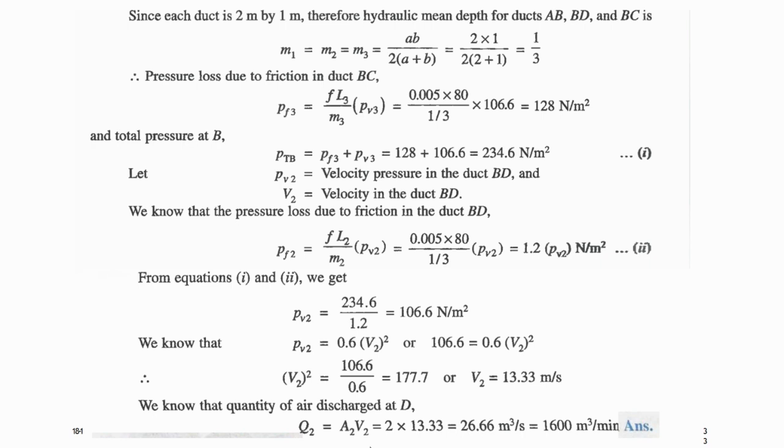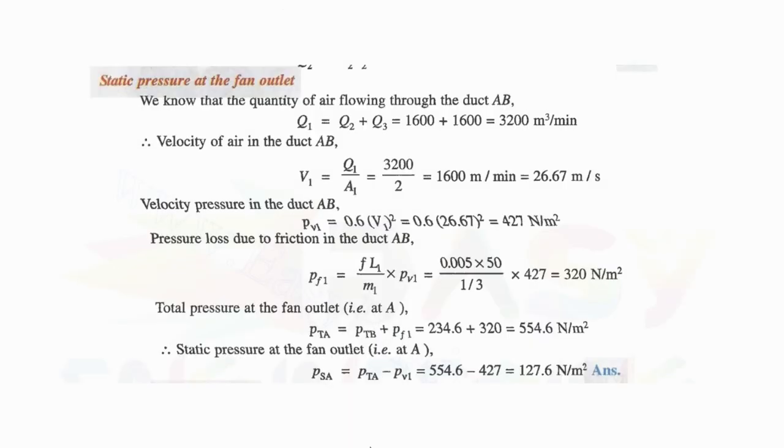We know that the quantity of air discharge at D, Q2, is equal to A2 V2. By the values of A and V, we get the discharge at D, which is 26.66 meter cube per second. Multiplying by 60, we get 1066 meter cube per minute. Now our next question was to solve for the static pressure at the fan outlet. The quantity of air flowing through duct AB, Q, is equal to Q2 plus Q3. The total quantity is 3200 meter cube per minute.